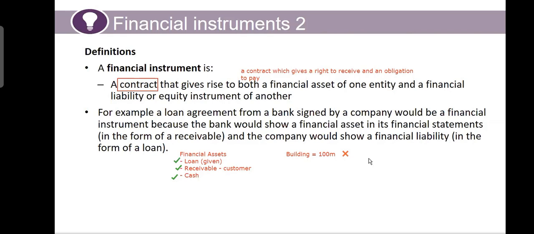Why? Because there is no contract. You don't have a right to receive cash. The building is there. The value could be 1 million, 2 million, 10 million, but nobody has promised to pay you this cash. So you don't have a right to receive cash or a right to receive another asset. The building is there, but you're not sure when you sell it how much you will get, because there is no promise.